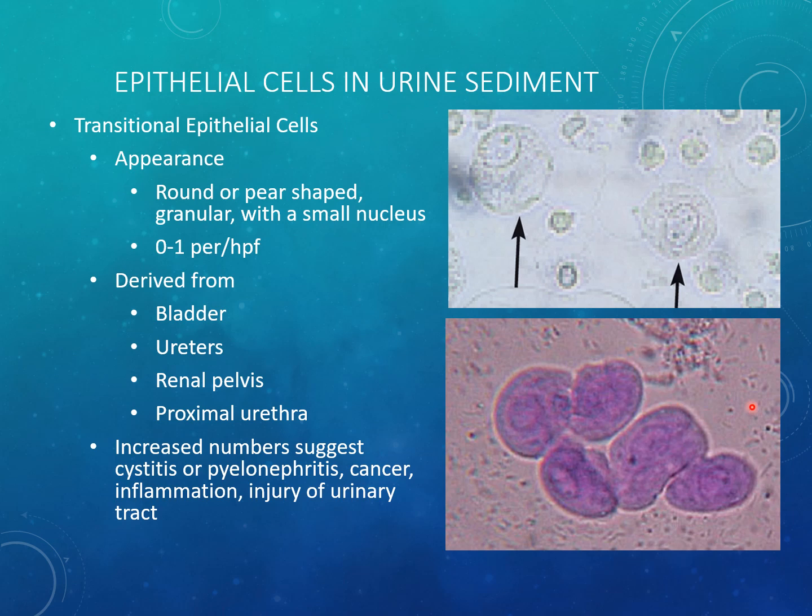These are protective coating in the bladder, ureters, renal pelvis, and urethra. If we see increased numbers of transitional epithelial cells, this can indicate cystitis, or inflammation of the bladder, cancer, injury to the urinary tract, like from using a urinary catheter, for example, and also pyelonephritis, which is an inflammation of the kidney and renal pelvis.